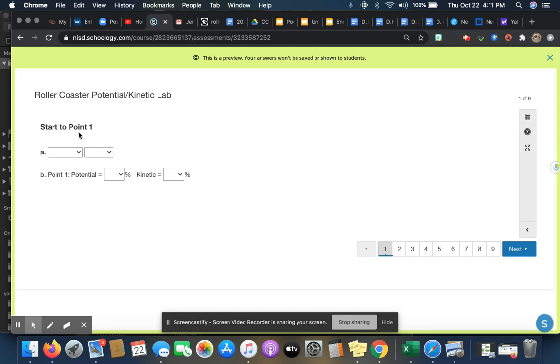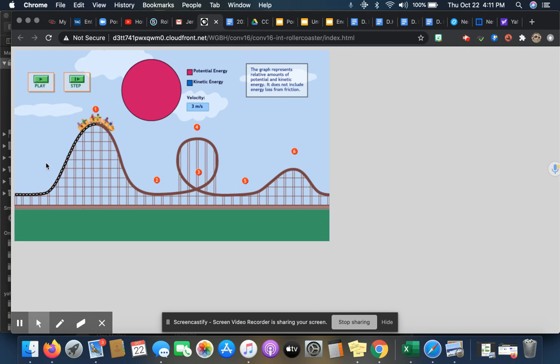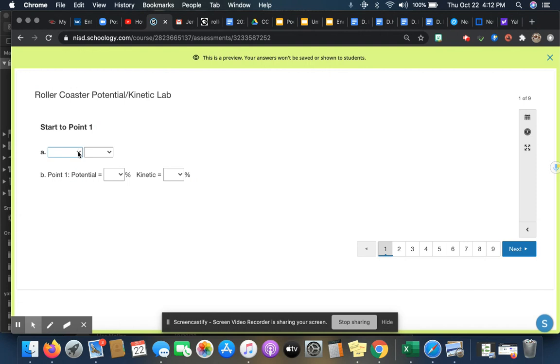From start to point 1, here's start and here's point 1, what color did my pie chart become? It became pink, which tells me it was increasing in potential energy. So I'm going to click my drop down and choose increasing potential. Now if I look at my pie chart, you're going to get certain percentages of potential and kinetic at that particular point in time. If I click this down here, I have a choice between 0 and 100. And for kinetic, 0 and 100, right?